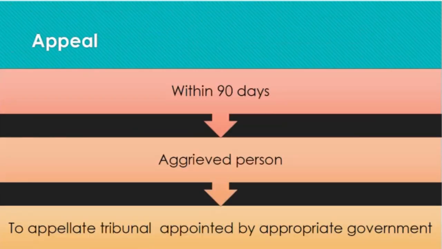A person who is aggrieved by the decision of this authority can go for an appeal to the appellate tribunal. The appeal has to be made within 90 days. So within 90 days, or 3 months, the decision has to be taken and the settlement has to be made. If you are aggrieved by the decision, you can go for an appeal within 90 days.